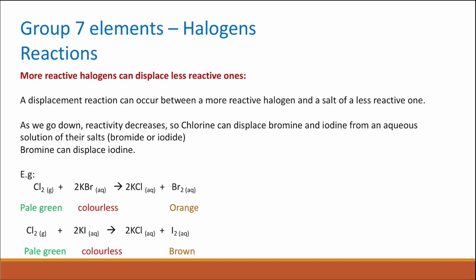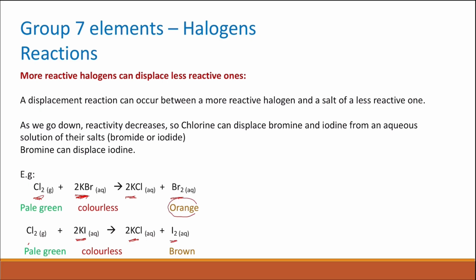So chlorine will be more reactive than bromine and iodine. So chlorine can displace the bromine from its salt. So you can react chlorine with potassium bromide to give you potassium chloride and bromine. So now the chlorine has displaced the bromide. And also it can do the same with the iodide. So chlorine is more reactive than iodine. So when you react chlorine with potassium iodide, that will give you potassium chloride and iodine.